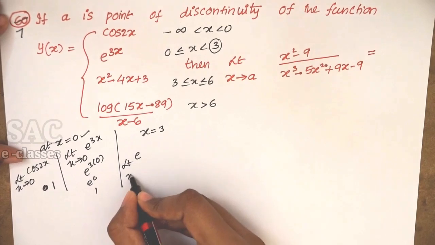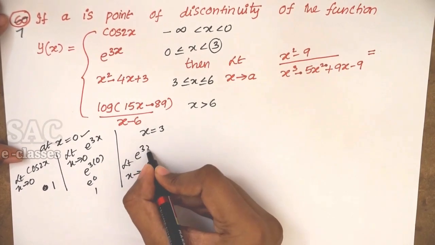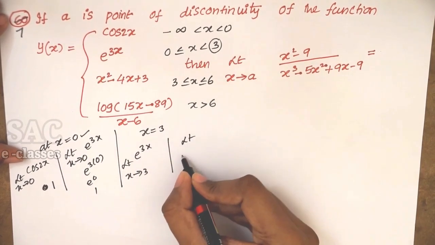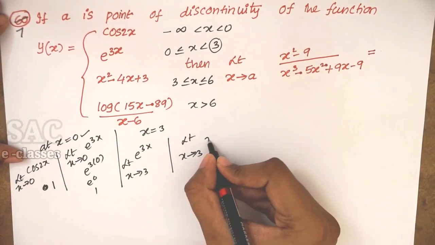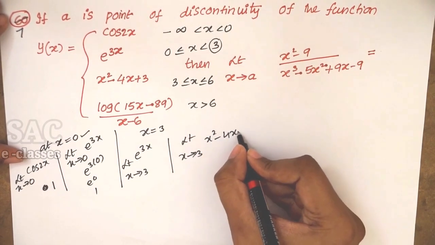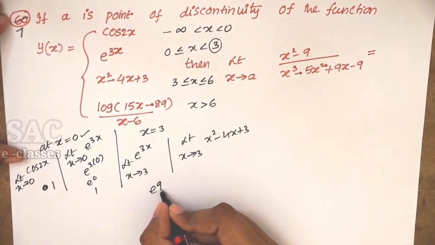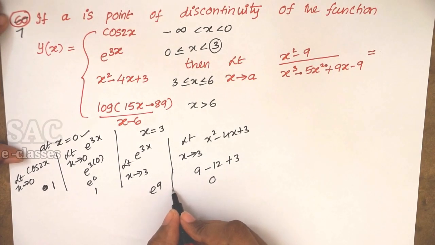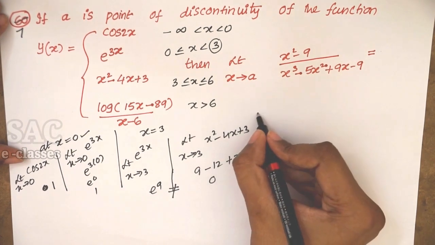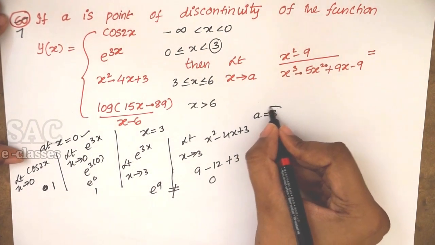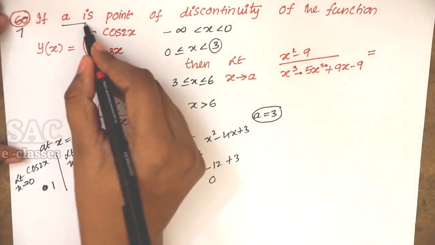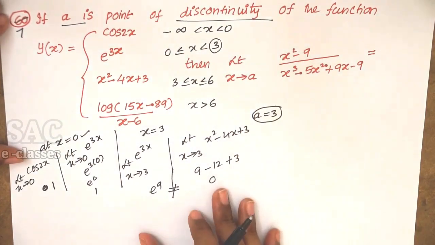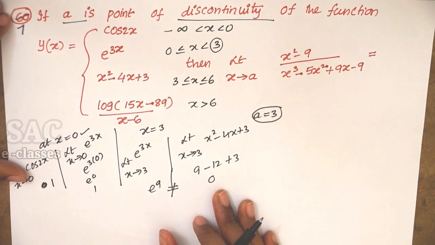Limit x tends to 3, e power 3x, and limit x tends to 3, x square minus 4x plus 3, you will get e power 9. And is e power 9 equal to 0? No. So a is equal to 3, clear. Reason: a is the discontinuous point of the given function.